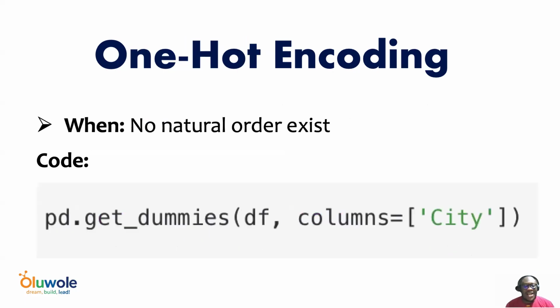Then there are cases where no natural order exists at all. You want to encode a city. There's no natural order for that. So a city, you can have Ibadan, and in another place, maybe Kano. I'm just giving an example.